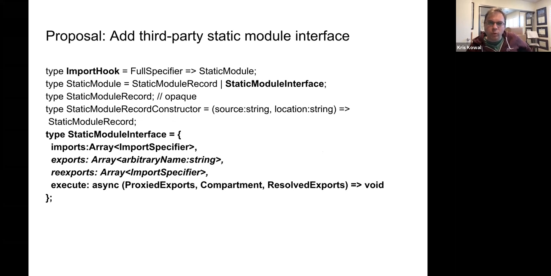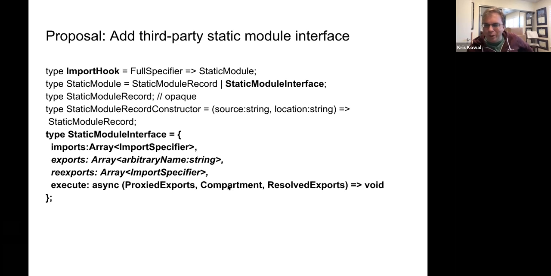Okay, so I'm proposing that we add a third-party static module interface. That is to say, instead of returning a static module record in the previous slide, you could return a record object that has this structure. It has an imports array, an exports array, a re-exports array for export star support, and an execute method that receives the internal proxied exports object, the compartment originating the request, and the resolved exports that correspond to the imports array in the context of this compartment, right? Because these are pre-computed, there's no need to say compartment.resolve hook, which is not even possible.